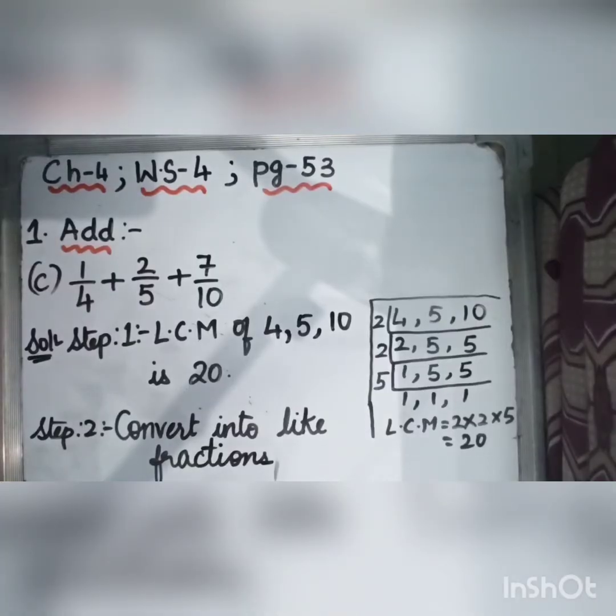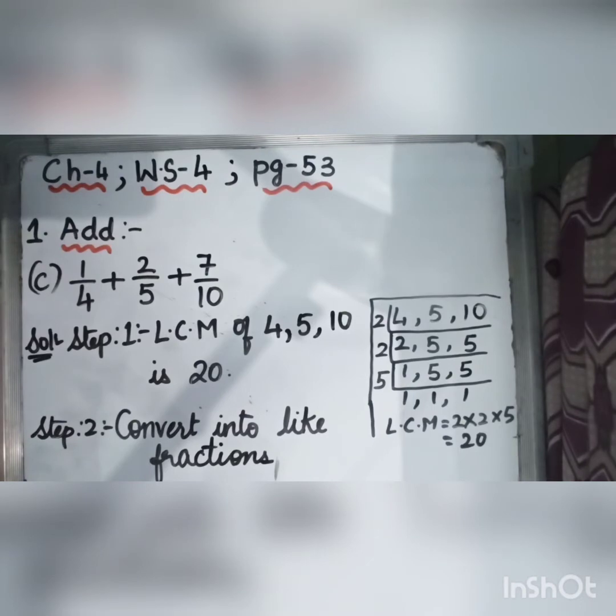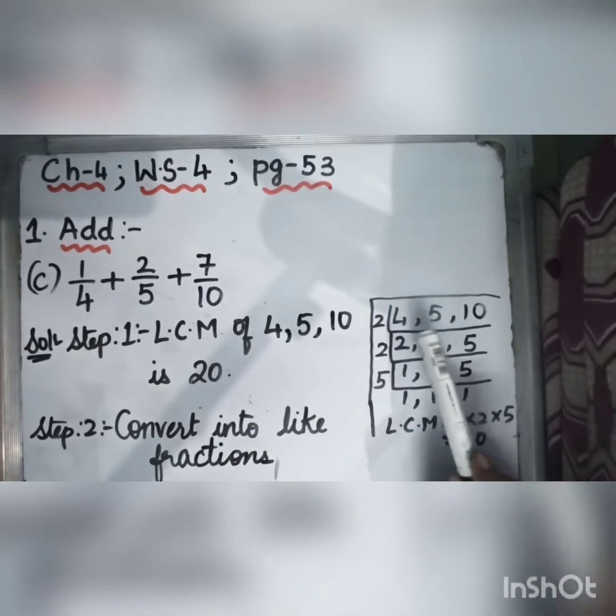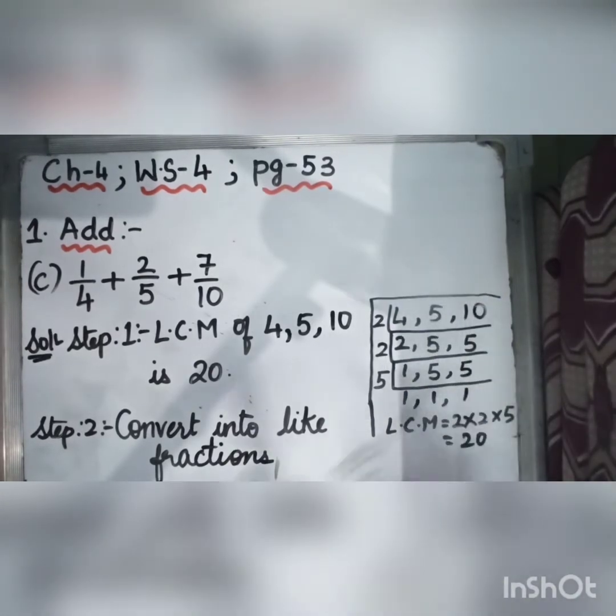Now let us see the C bit in the first question, that is add 1 by 4, 2 by 5 and 7 by 10. Now 1 by 4, 2 by 5 and 7 by 10 are unlike fractions, so we do the conversion into like fractions. To convert them into like fractions, first we have to make the denominator same. To make the denominator same, we take the LCM. Now how do we take the LCM of the given denominators? We first write them in a line, 4, 5 and 10.